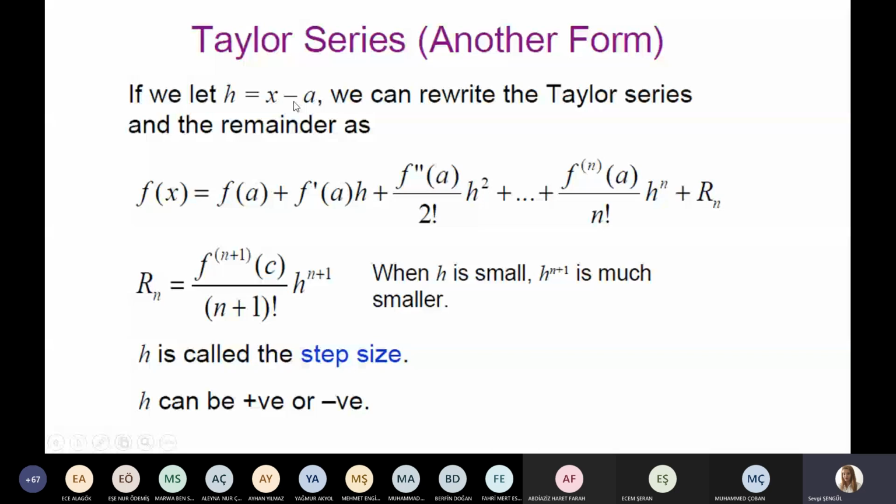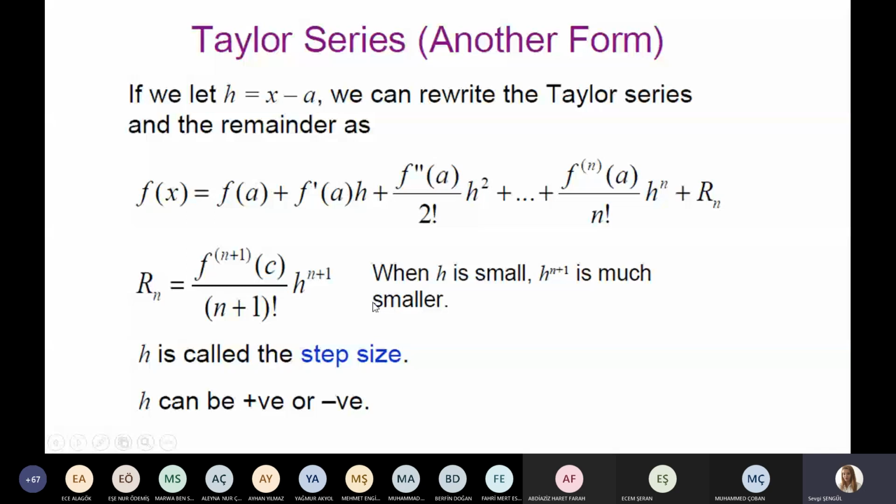So when x is 0.01 and a is 0, this is a small step size. But when x is 10.6 and a is 0, the step size is big. That's why we call this one step size. And if you get a smaller step size, you will get a better approximation for your Taylor series.